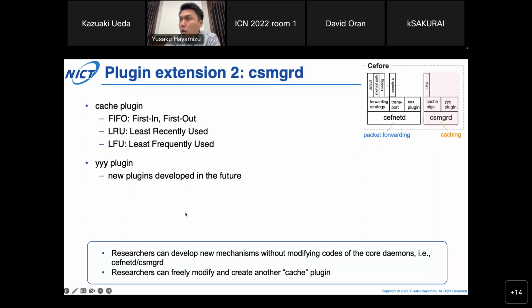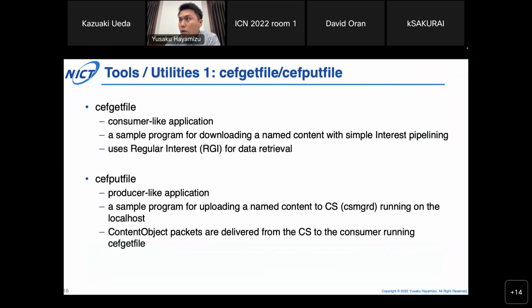Okay, so this is a plugins explanation. The Cefore package includes useful utilities such as cefgetfile and cefputfile for uploading and downloading data files. Cefgetfile is a consumer-like application, and it is a sample program for downloading named content with simple interest pipelining. Cefgetfile uses regular interest.